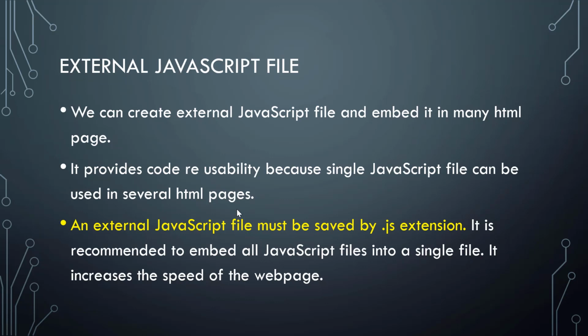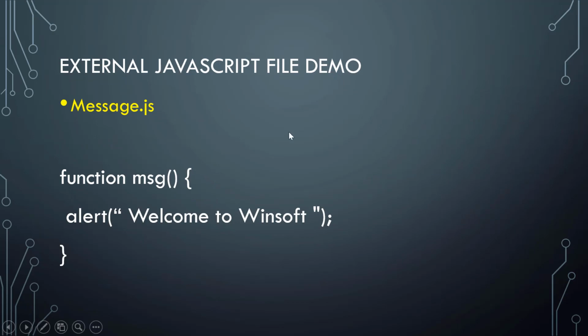JS file called validations.js, and that validations.js file can be included wherever I do validations of mobile number, email ID, everything. I can simply reuse it. That is the main advantage of writing JavaScript in multiple files. Okay, so an external JavaScript file must be saved with the .js extension. It is recommended to embed all JavaScript files into a single file. It increases the speed of the web page. So these are the advantages.